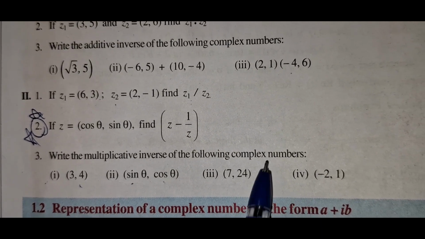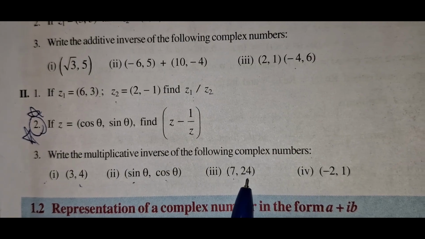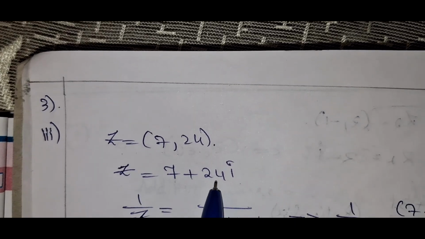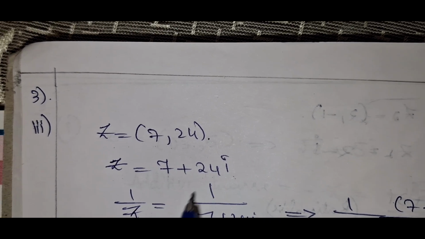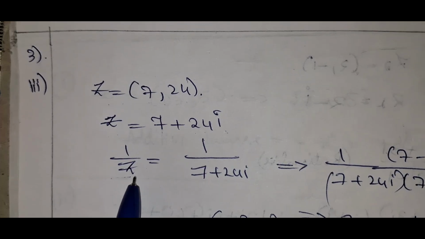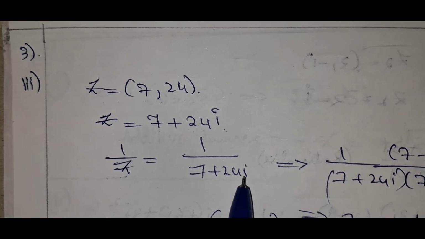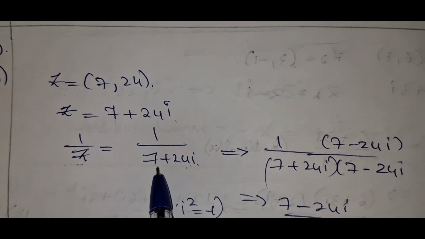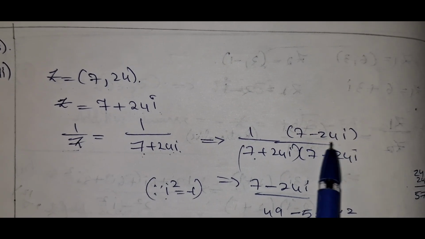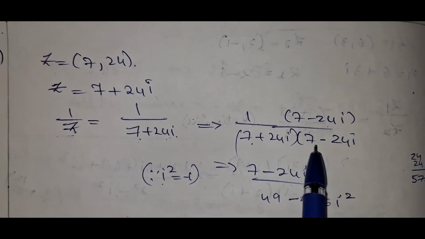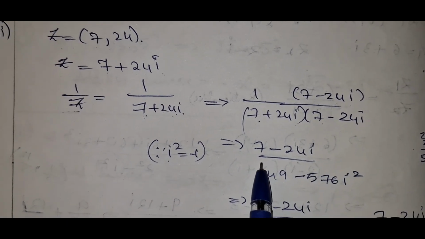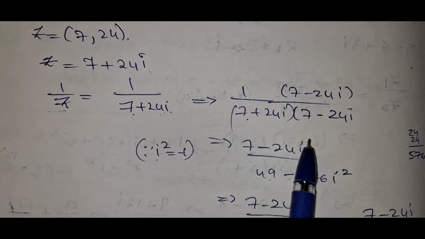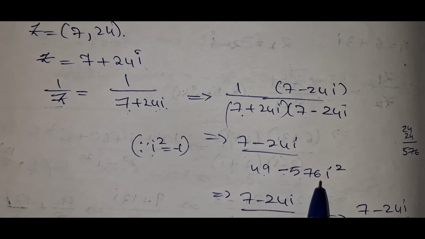Now third question, the complex number given is 7, 24. Given z is equal to 7, 24, we are writing it in the form of x plus iy, that is z is equal to 7 plus 24i. Now multiplicative inverse 1 by z is equal to 1 by 7 plus 24i. We have to rationalize it because the denominator consists of a complex number. When rationalized, we get 1 into 7 minus 24i by 7 plus 24i into 7 minus 24i, which is equal to 7 minus 24i by 7 square, which is 49, minus 24i whole square, which is 576i square.